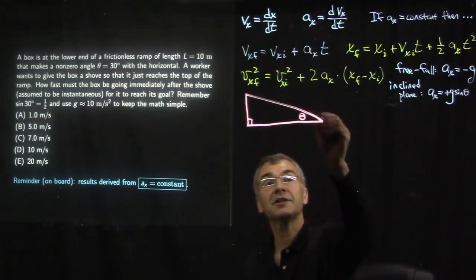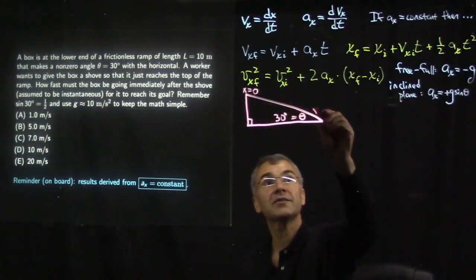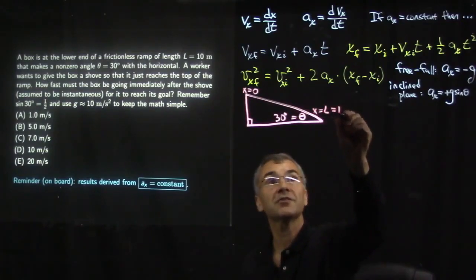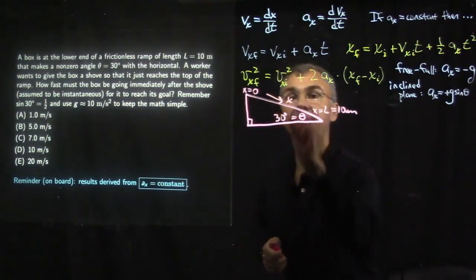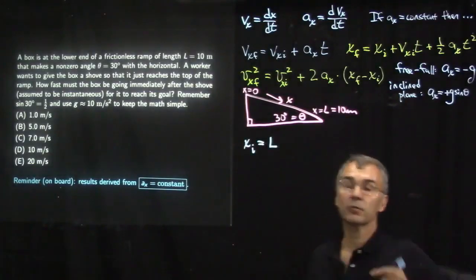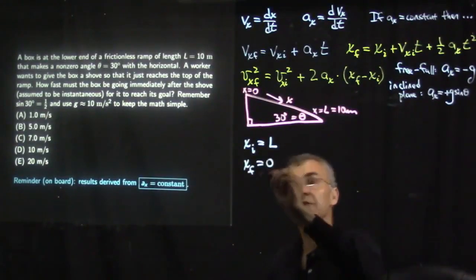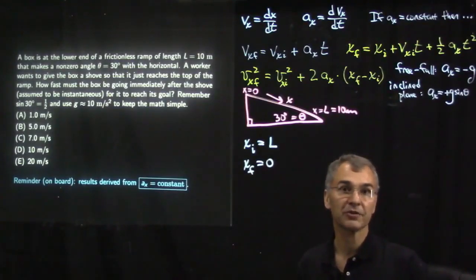Theta is 30 degrees, and this is x equals 0. This is x equals L, which is 10 meters, and the x-axis points downhill. We have x initial is L, which is 10 meters, and x final is 0 because we want it just to reach the top of the ramp, which is x equals 0.